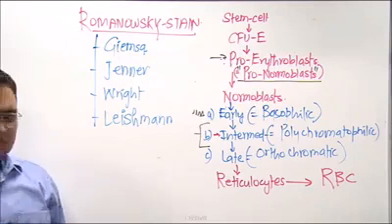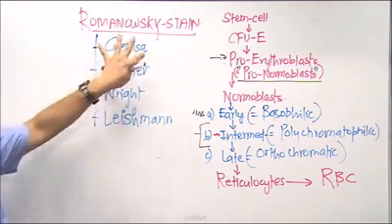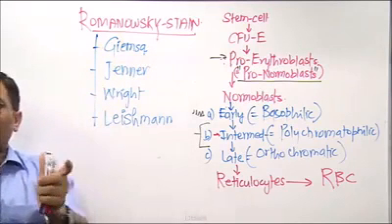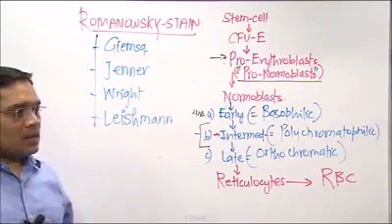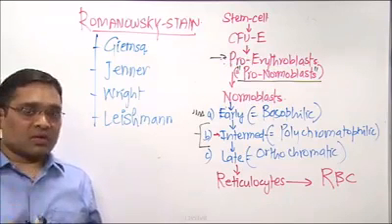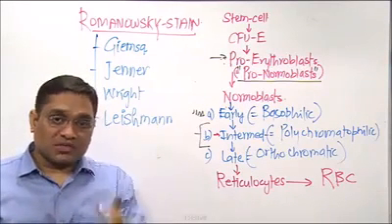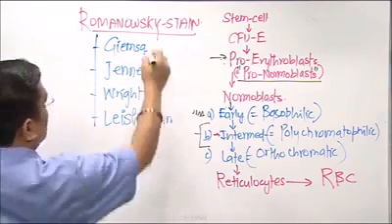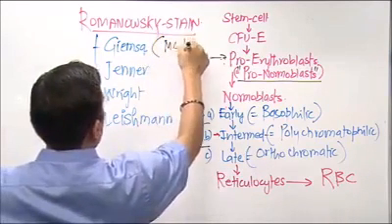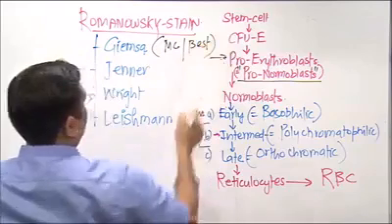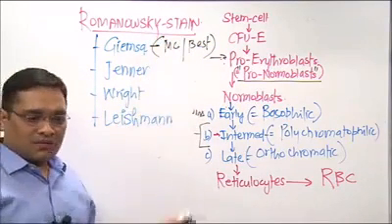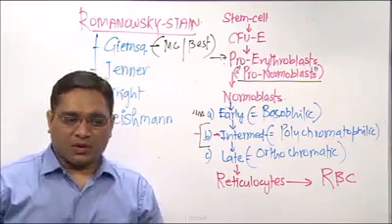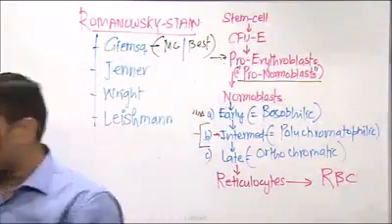So these are the Romanowski stains which are routinely used. So when somebody says routine stain, he is talking about any of these four. Here the examiner will ask one question, which is most commonly used and which is the best one. So remember, Giemsa is most commonly used and these are the best ones. And if you remember, we have discussed in karyotyping also, Giemsa is used for G banding.